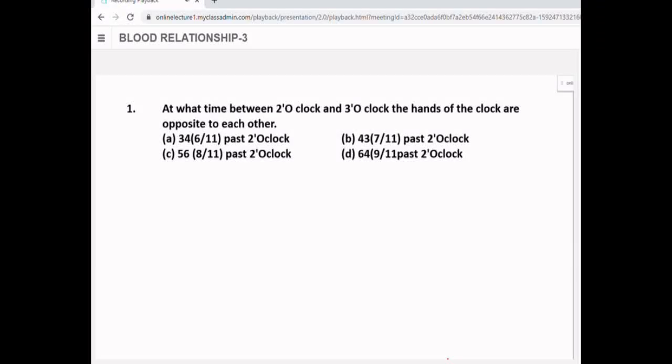Chalo, I'll explain. Here, you don't require calculation because of the options. It's easy. What time have they said? Between 2 o'clock and 3 o'clock. So let us say 2 o'clock, where will our hand be? Our hand will be at 2 o'clock.